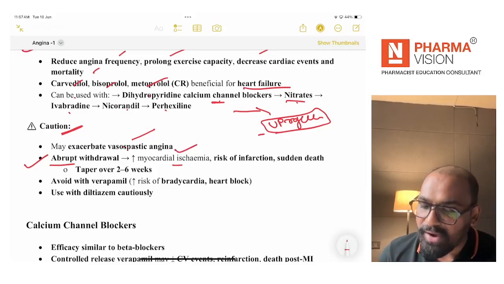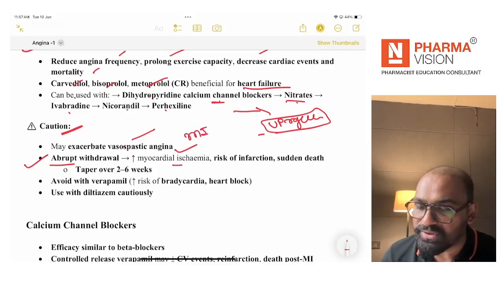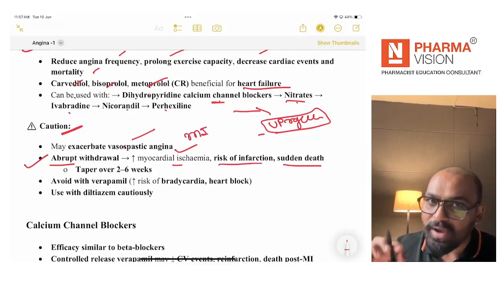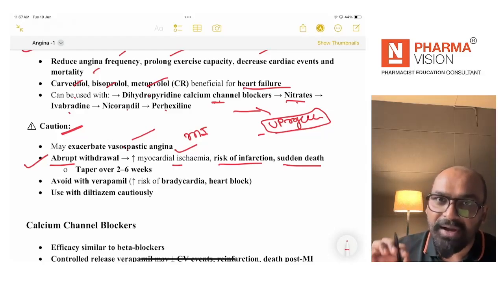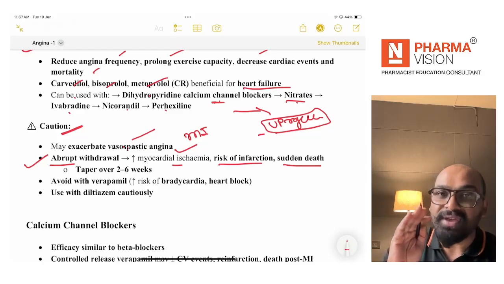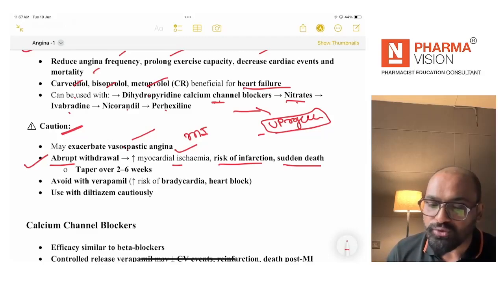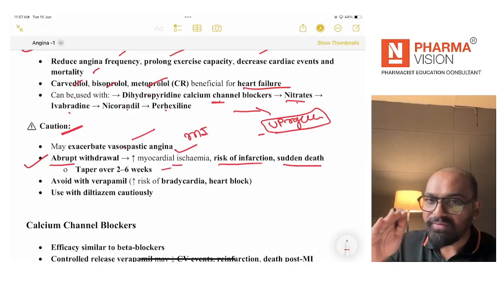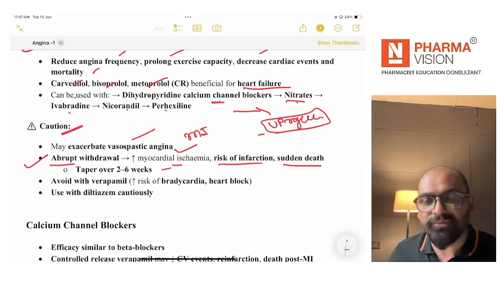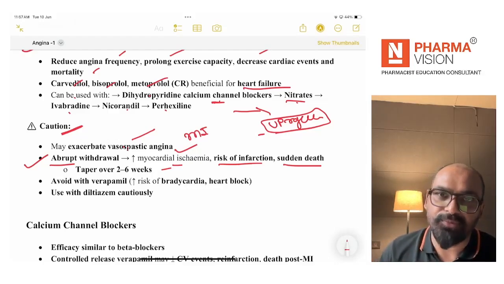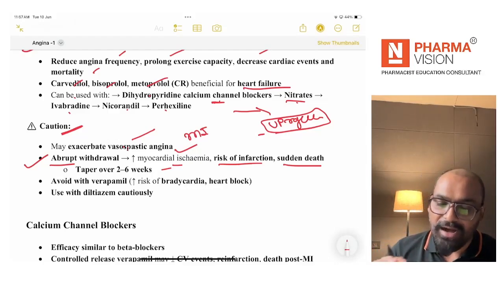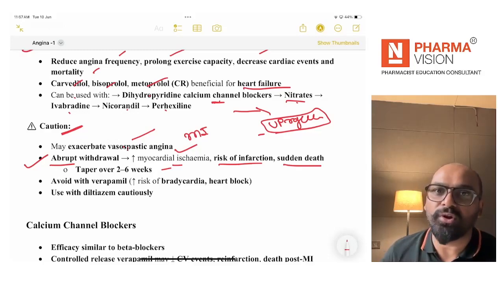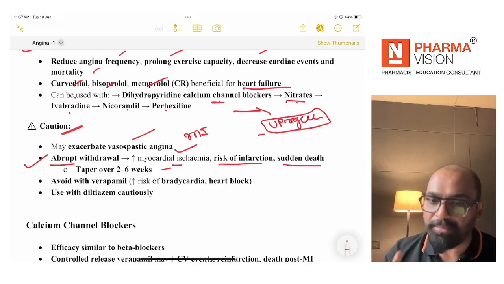Okay, so myocardial ischemia, myocardial infarction, heart failure, that kind of situation can increase the risk of infarction and sudden death. That's why, if the patient is stabilized on beta blockers, we have to taper the dose over 2 to 6 weeks. Gradually we have to decrease the dose, and then wean off. We must not stop the beta blocker abruptly. This is very important information that you have to keep in mind.